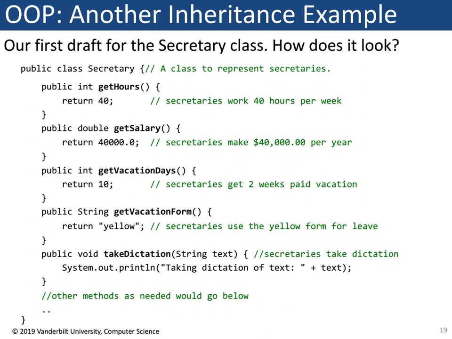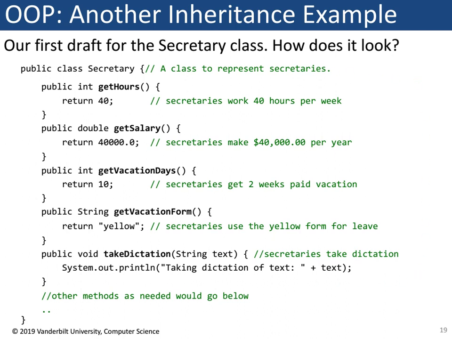So here's a first round attempt for coding the secretary class. But notice we didn't use any inheritance, so we had to redo a lot of the work that we've already done. Get hours still returns 40. Get salary, 40,000. Get vacation days returns 10. Get vacation form returns yellow. So the only difference here is take dictation, where we pass in this text parameter and then print out this string. So we have duplicated this work.